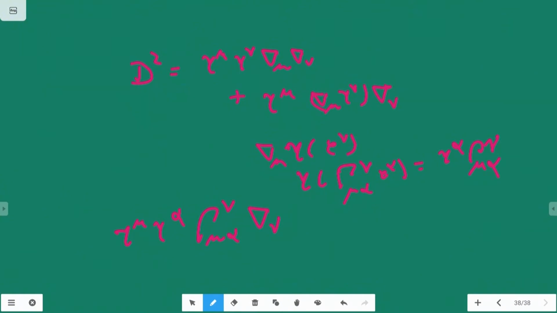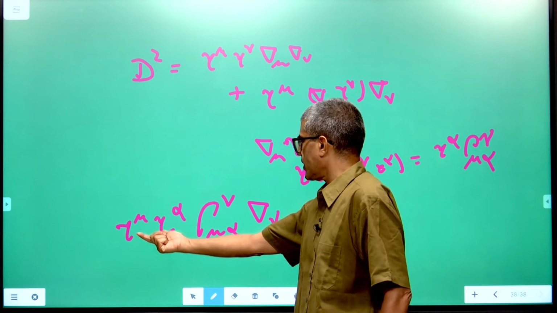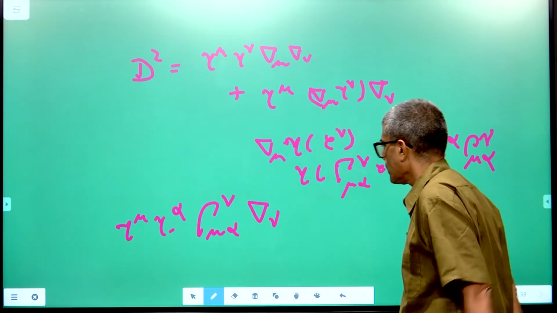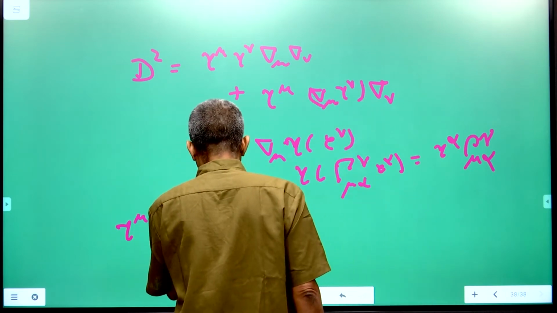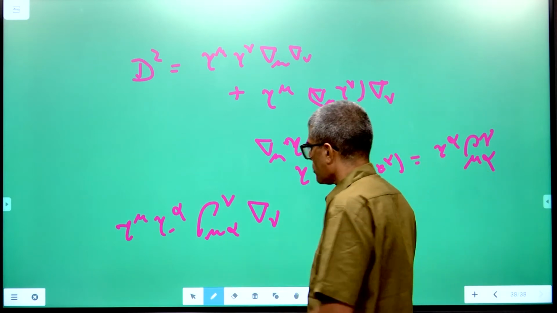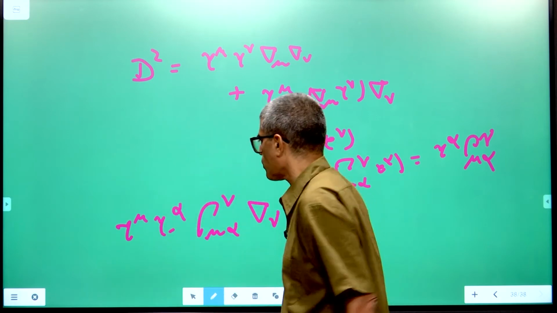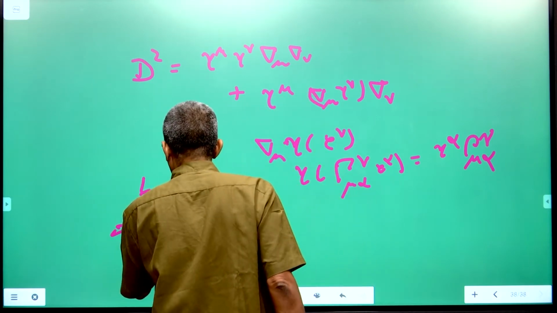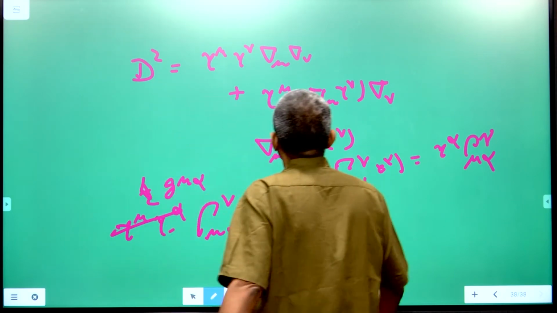And what about the first term? The first term is of course symmetric with respect to interchange of mu and alpha, so this could also be written as g mu alpha times this quantity. Since these are the Christoffel symbols, this is symmetric in mu and alpha. So I could replace gamma mu gamma alpha by gamma mu gamma alpha plus gamma alpha gamma mu by 2, which is g mu alpha.